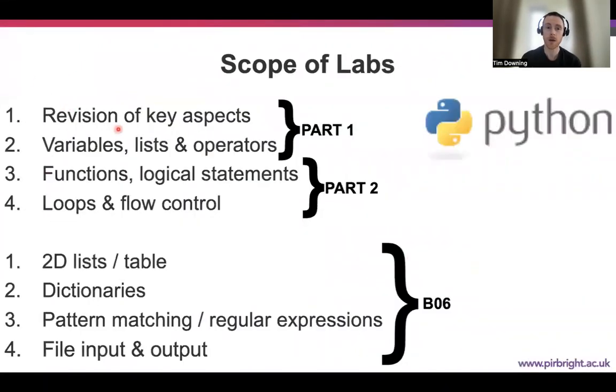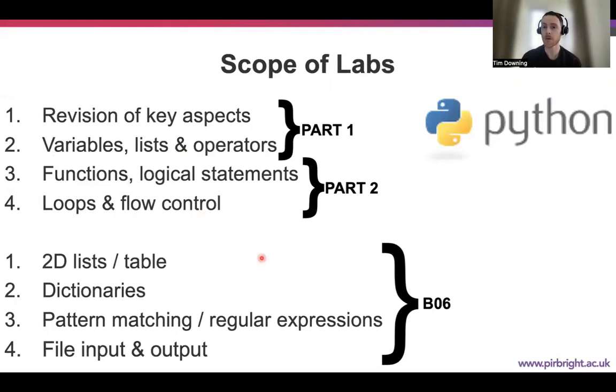In this course, we're going to look at key aspects of Python in the labs, and we're going to look at things like variables, operators, and lists, which are very similar to other programming languages with a few nuances. Then we'll look at functions and then logical statements. So that's if-else statements, and then for and while loops, which give us a sense of flow control.